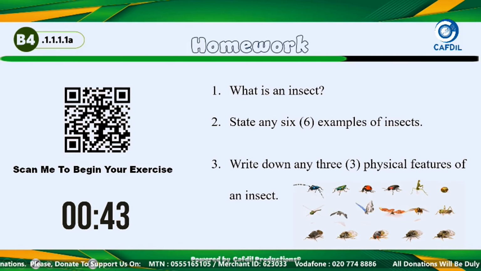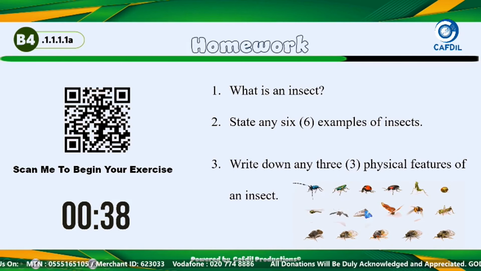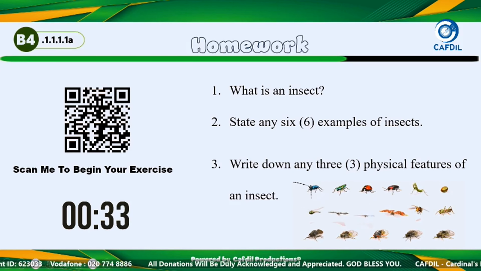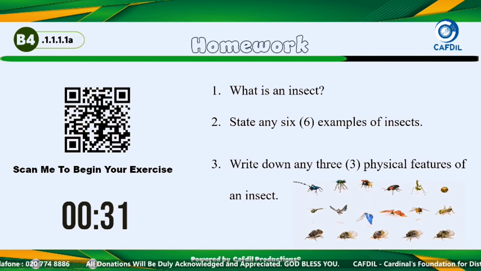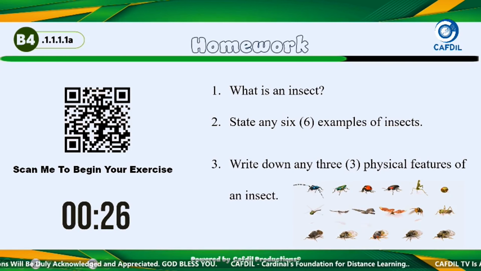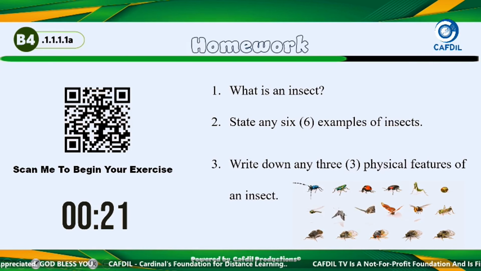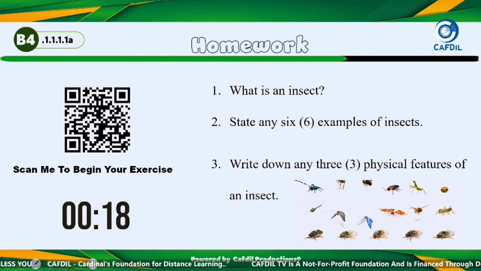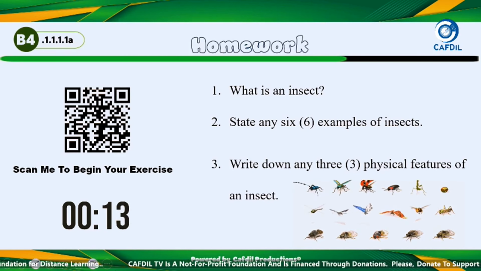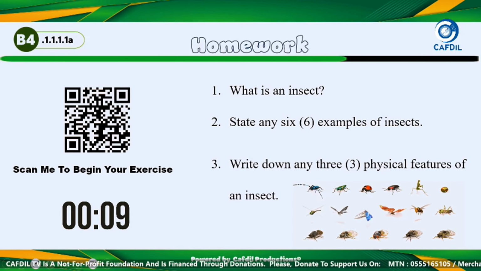When you scan the QR code, it will bring a link. You tap on the link and it will lead you to the exercise on this lesson. So if you scan the QR code, if it scans correctly, you will see a link below the code. You tap on the link and then you begin your exercise. As I said, you type your name, your school, and then your location before you begin the exercise.